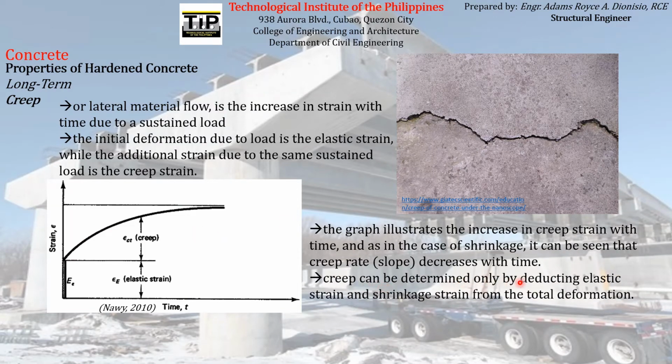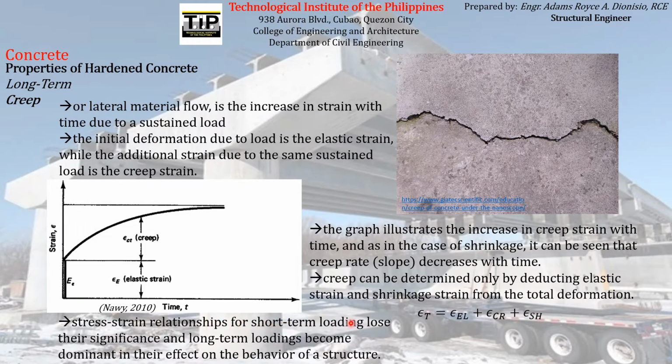Creep can be determined only by deducting elastic strain and shrinkage strain from the total deformation. So you can get the magnitude of creep strain by just deducting the elastic strain and the shrinkage strain from the total strain being experienced by the material. So the total strain being experienced by a material is the sum of the elastic strain, this one, creep strain, this one, and the additional strain that we will study later on, the shrinkage strain.